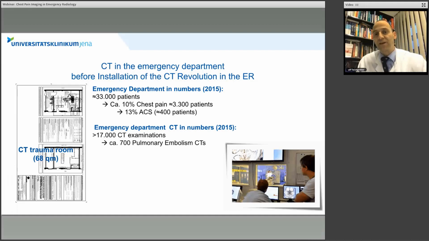We enlarged this number with the new scanner generation of the CT Revolution up to 24,000 examinations. And before, we already did 700 CT scans for pulmonary embolism alone. These were non-gated examinations. This has actually completely changed. In the meantime, we are doing even more gated examinations than only for pulmonary embolism, and this is really new in the whole setting.